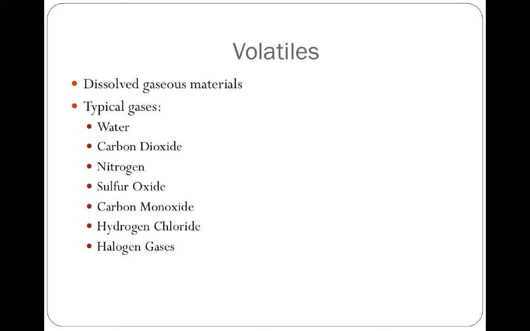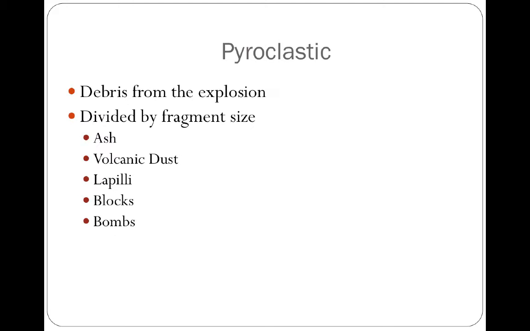One of the main products of volcanoes are what we call the volatiles, and so it could be dissolved gaseous materials. Those dissolved gaseous materials in the magma are what produce the explosive volcanic activity when that magma hits the surface and all that pressure is released. Typical volcanic gases are going to be things like water, carbon dioxide, nitrogen, sulfur oxides, carbon monoxide, hydrogen chloride, and halogen gases like fluorine and chlorine. Basically, what it comes down to is many of those dissolved gaseous materials are deadly when breathed in.